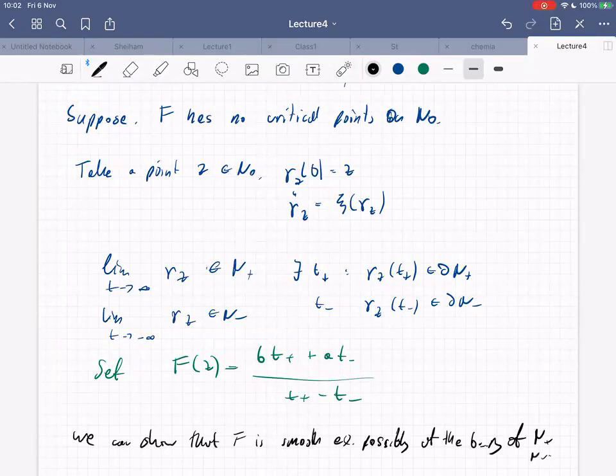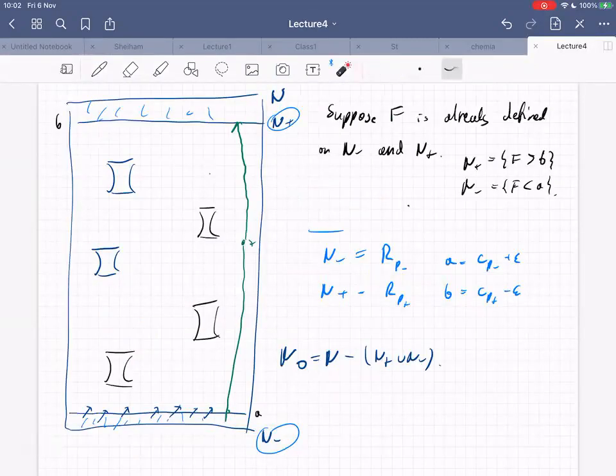But then you can just use some extra arguments to obtain the smoothness. So if there are no critical points in N zero, if these don't exist, we can extend. Now the next step will be to extend, and that's what we're going to do next week: to extend to this level set, then extend through that part, then between that part and that part, and between this part and this part, and so on. So we will do inductive arguments to extend the function further and further. And I think that's a good moment to stop.